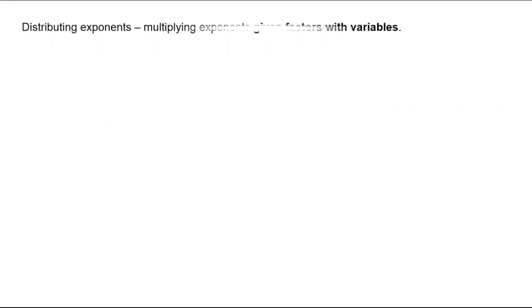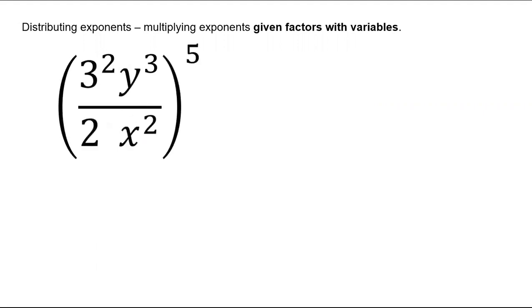Now, what happens when you're distributing exponents with variables that are divided like this? You will notice that the 2 in the denominator doesn't have the exponent. Please note that the exponent will be 1. So you multiply all the exponents like normal. You will have 2 times 5, 3 times 5, 1 times 5, and 2 times 5.